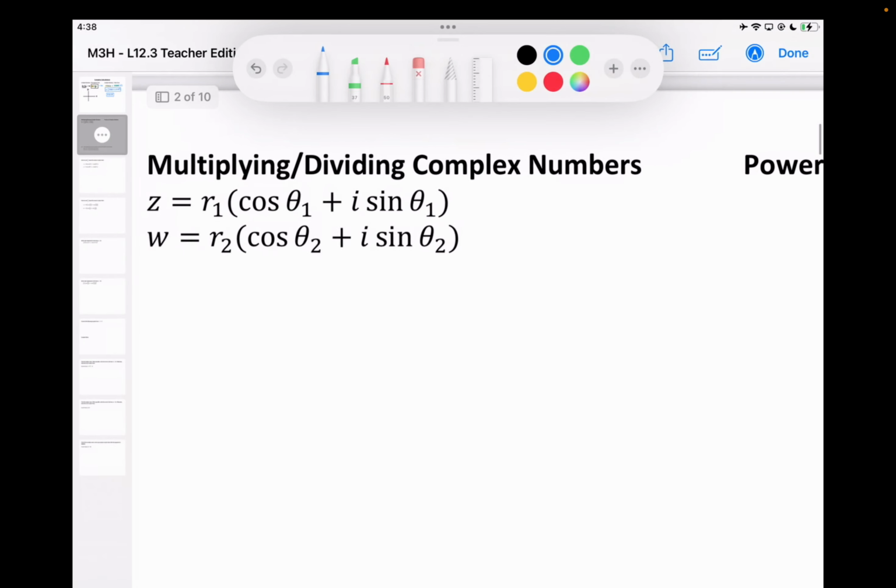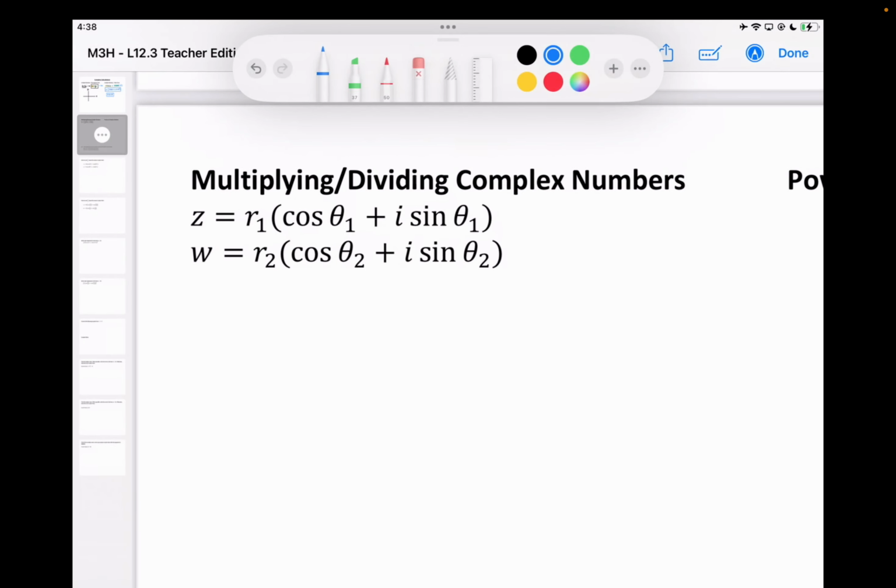So the first calculation I want to talk about is how to multiply or divide complex numbers. So I have two generic complex numbers here, z and w. I'm going to be writing them in shorthand when I multiply them. But the way this will work is when you multiply two generic complex numbers together in polar form, you multiply the radius lengths together. So I'll do r1 multiplied by r2. And then I'm going to shorthand it. So this is the cosine and the sine combined. And then you add the angles together.